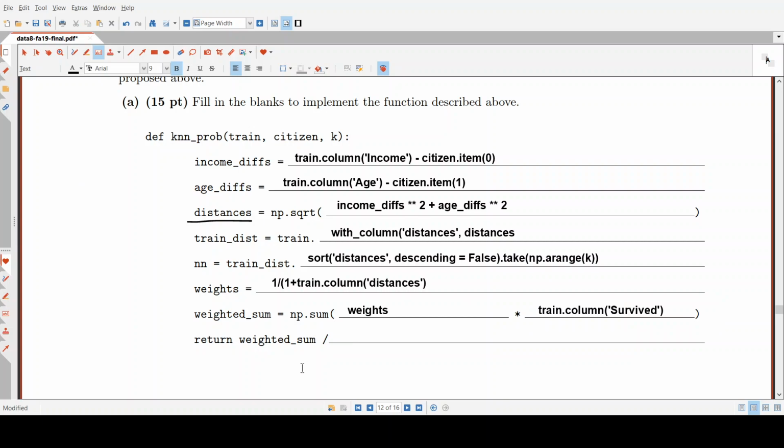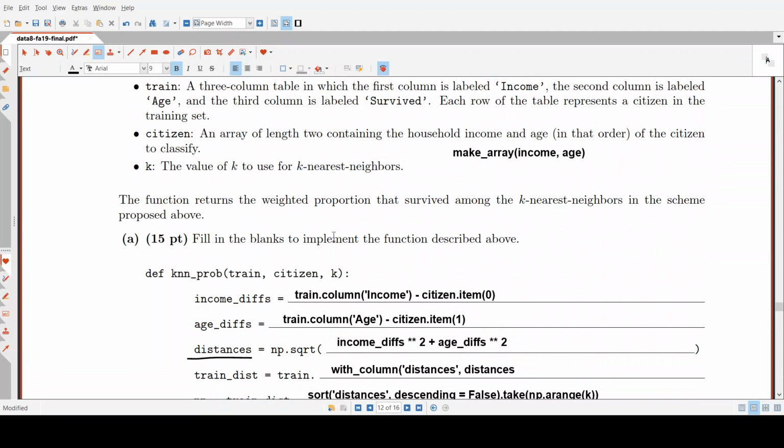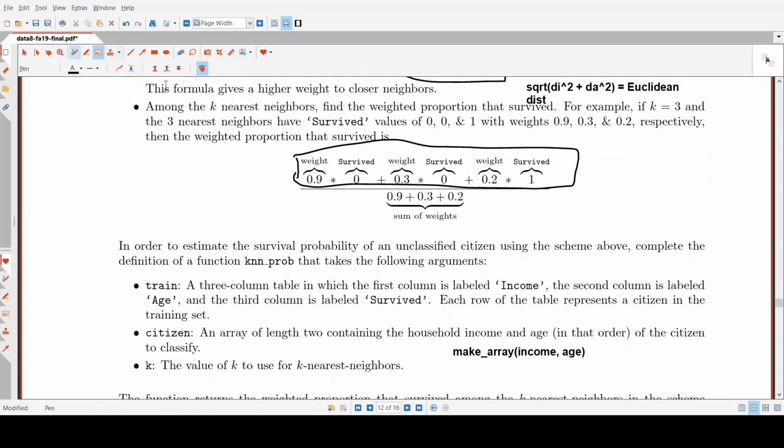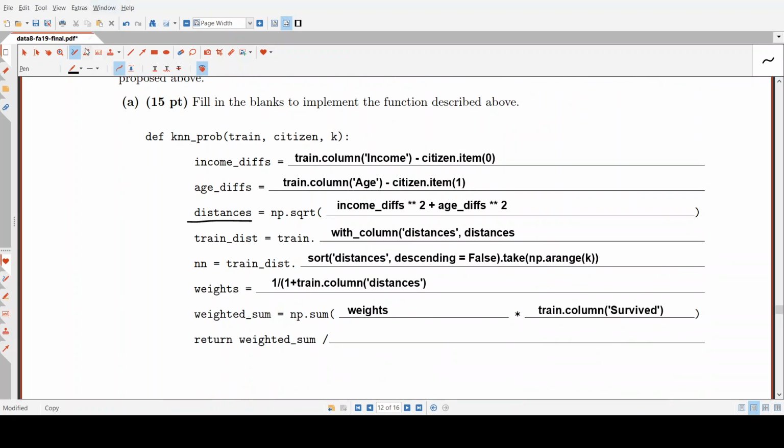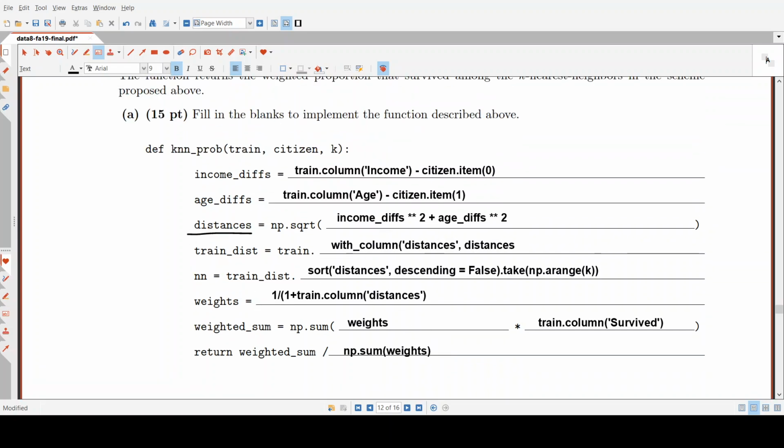Okay. So now it wants us to return weighted sum divided by something, and that something is the sum of the weights here. We can take the sum of the weights by using the np.sum function. So np.sum of weights. And then we are done. We finished our classifier using the weights.